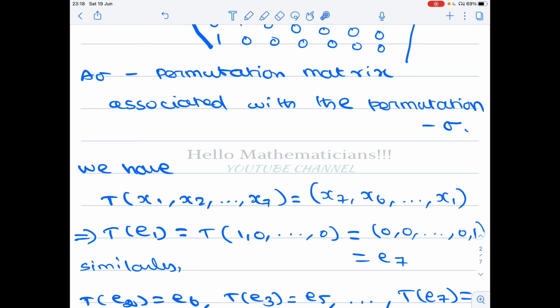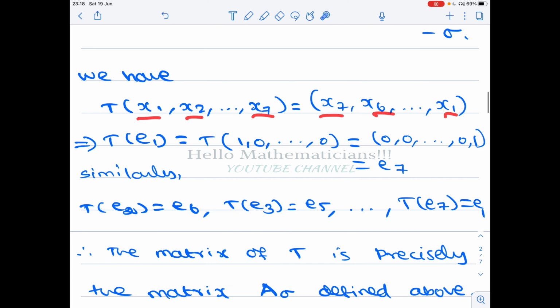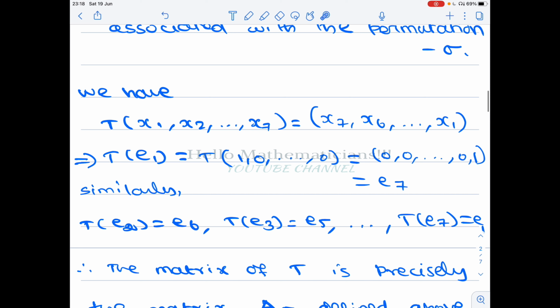So the given transformation is T of x1, x2, ..., x7 goes to x7, x6, ..., x1. Right. What is T of E1? So how do we find the matrix of a linear transformation? You fix a basis for the domain. So I am fixing the standard basis for the domain. Then for each basis vector, you look at the image. Then you get a vector. You put that vector as a column vector.